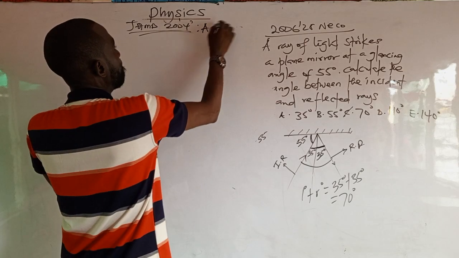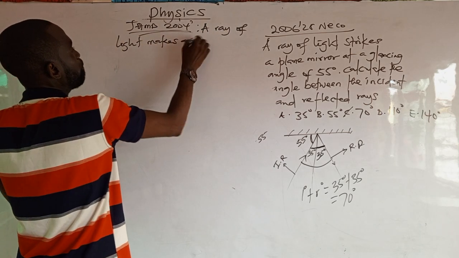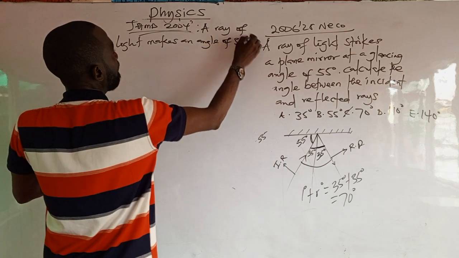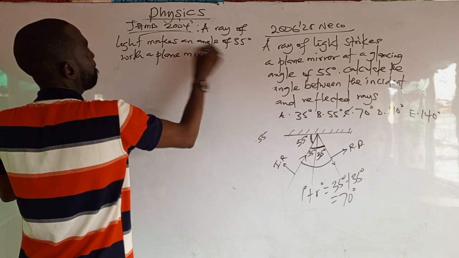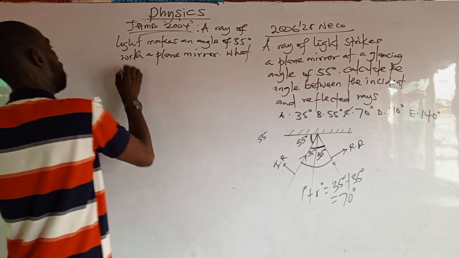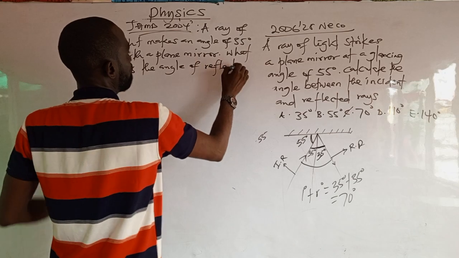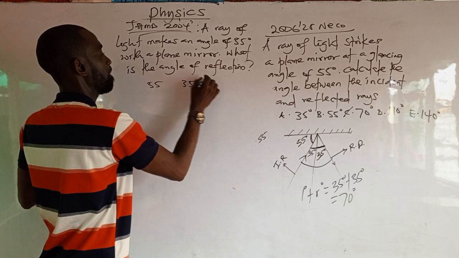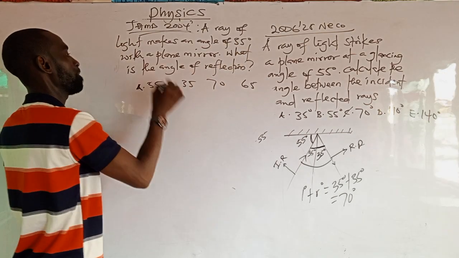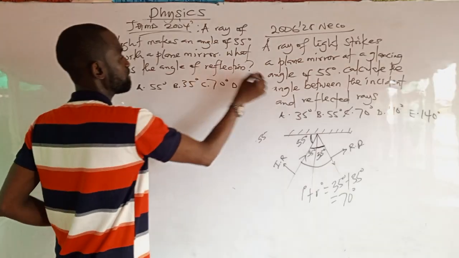A ray of light makes an angle of 35 degrees with a plane mirror. What is the angle of reflection? We have the options: 55, 35, 70, 65. This is option A, B, C, and option D, all in degrees.